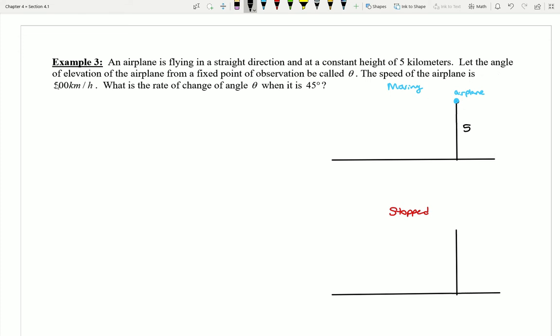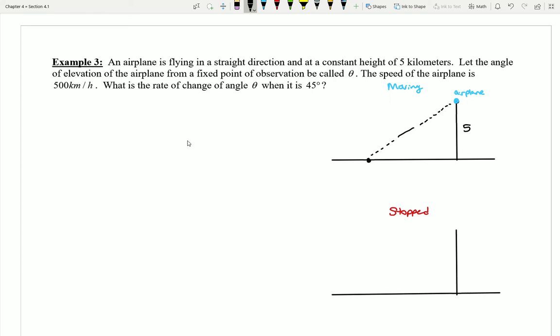Now we have to deal with this next sentence, which talks about an angle of elevation. So let's suppose that this fixed point of observation is maybe right over here. You could see that from here on the ground, I could look up and see the airplane, right? I could look at it. This would be my line of sight.